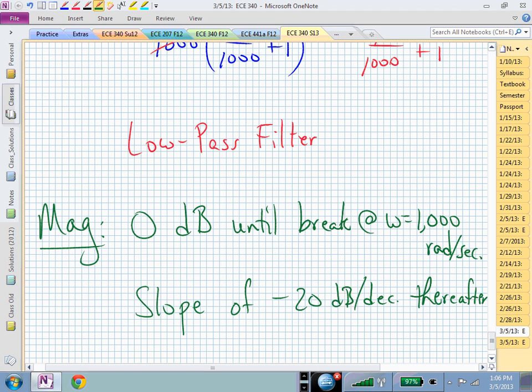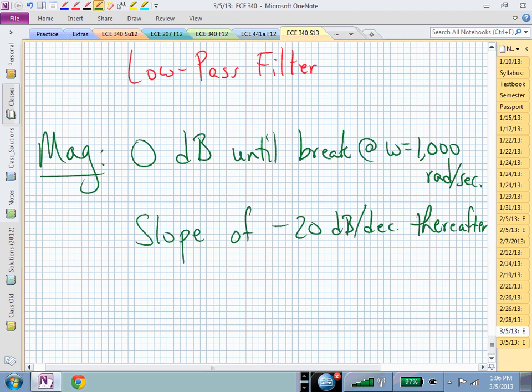I never shut that slope off in the magnitude. That just keeps going and going, rolling off at 20 dB per decade or 6 dB per octave. If somebody wanted to know less of a frequency difference, they might want you to go in terms of octaves and not decades. What does the phase of this look like?